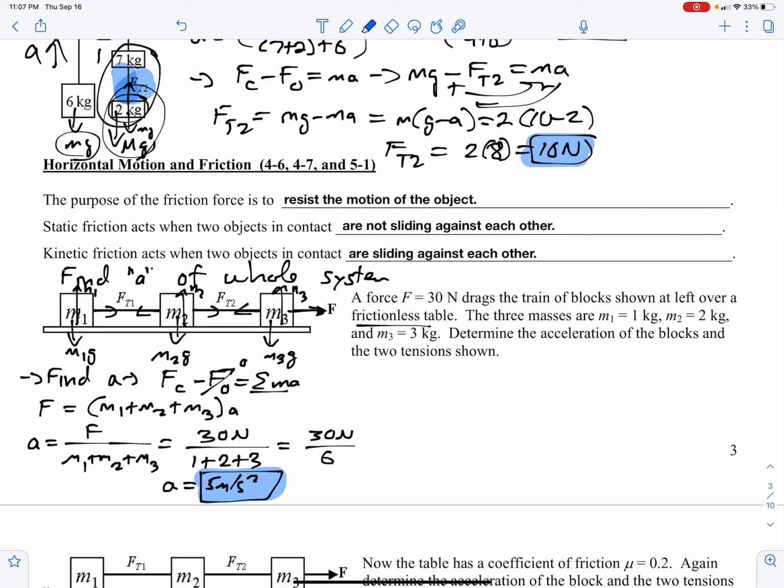Now, in order to find the tensions, what we have to do is choose two masses. Well, to find tension 2, I'm going to use mass 3 because I can use the force going forward and tension 2 going backward. To find tension 1, I'm going to use mass 1 because I can really just focus on tension 1 pulling it forward.